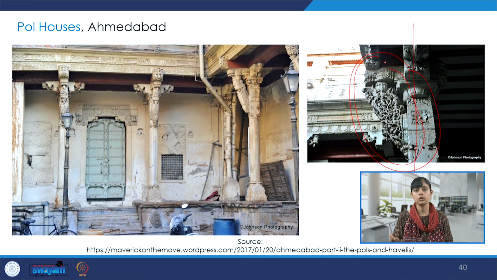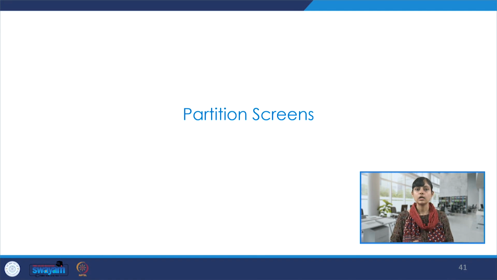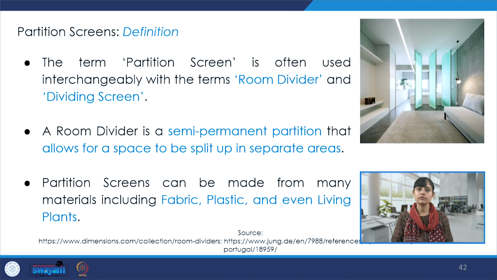The bracket and the column that we see over here. Now we can also have a look at the other element, for space making, which is the partition screens. And when we talk about interior architecture projects, partition screens are used quite often, and they have a huge role to play within an interior space.